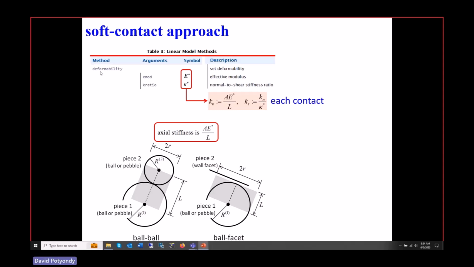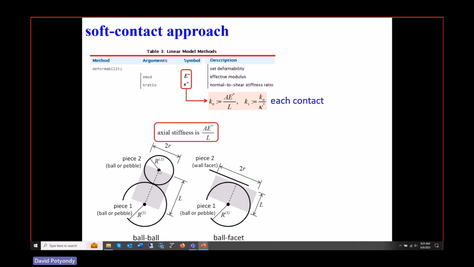What we do is we have this, we call it a deformability method. We specify two things. We specify the effective modulus, and we use the effective modulus then to get Kn. So it's AE over L. What's A? A is going to be, here's a ball contact. It's going to be this cross section with this length, 2 small r, pi r squared. L, this is going to be L.